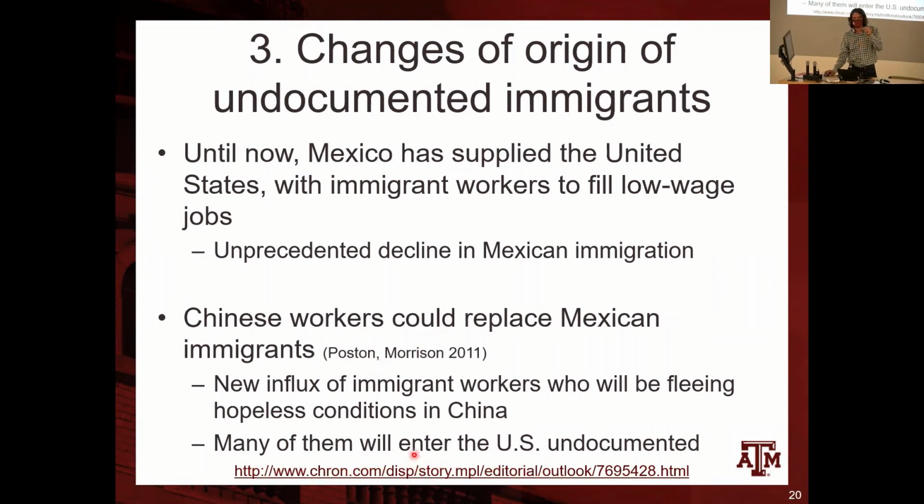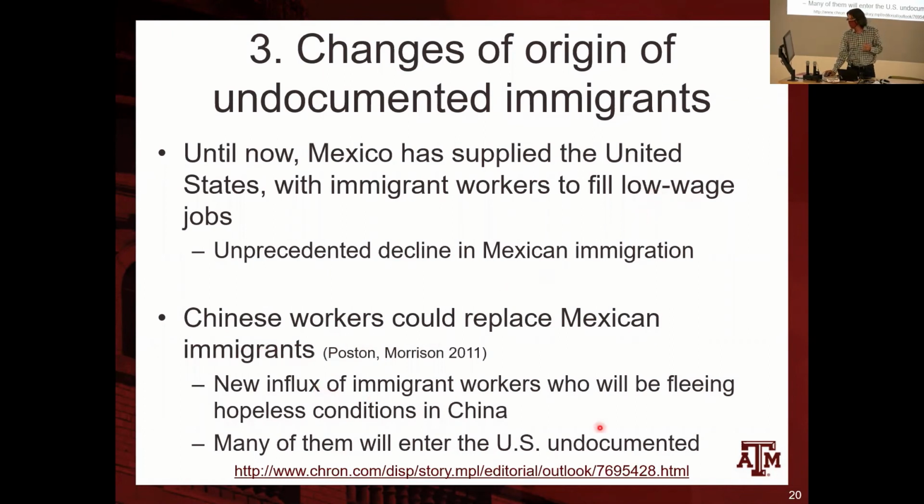But what's emphasized in the textbook as well, and here I just got this information from this op-ed that Dudley Poston, the same author of the textbook, and his colleague wrote, is that because now you have this huge decline in the Mexican immigration to the US, Chinese workers, that's a hypothesis that they have, could replace Mexican immigrants in these low-paying jobs.